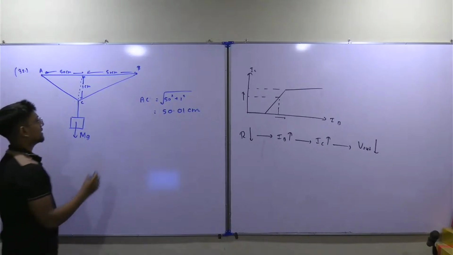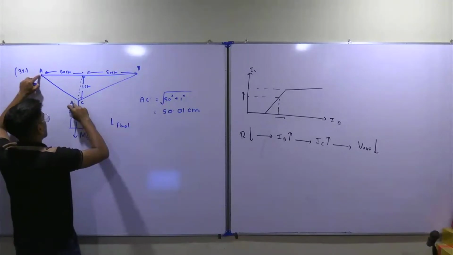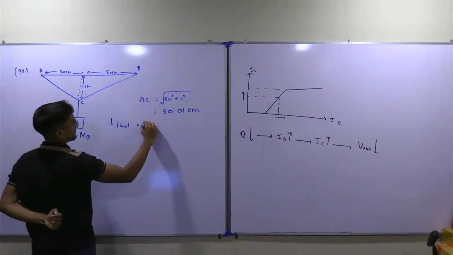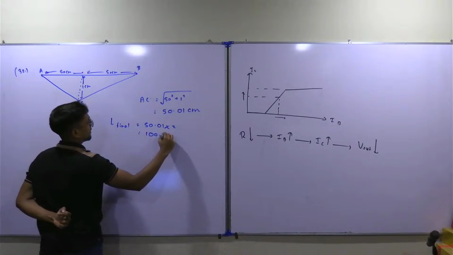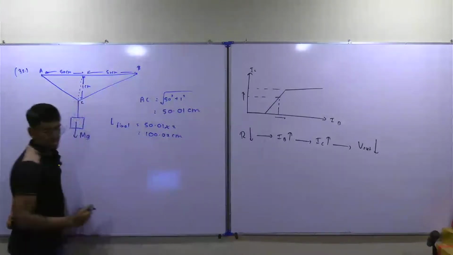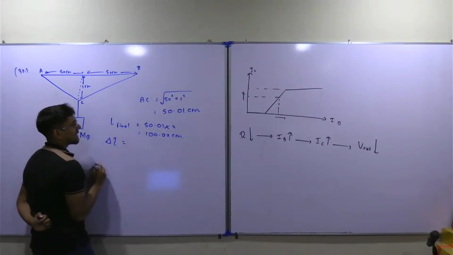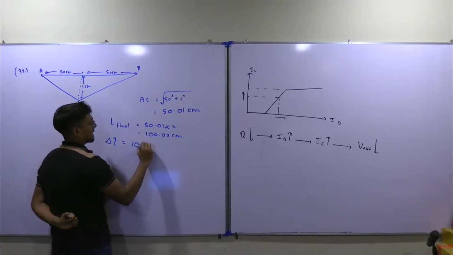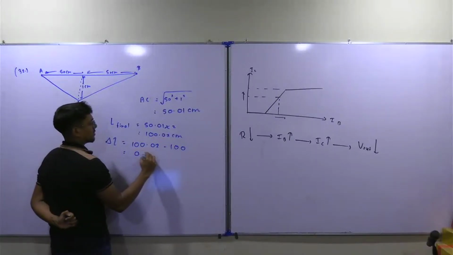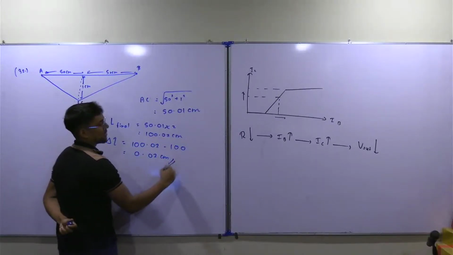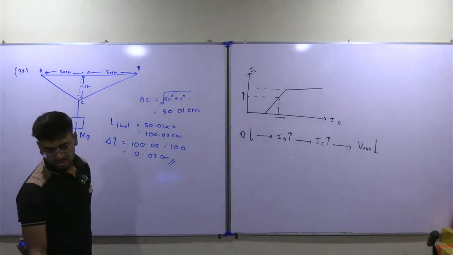Now you can find the final length. What is the final length? Two times this one, that is 50.01 times 2, which is 100.02 centimeters. This is the final length. So you can find the total extension, delta L. The final length is this much, and the initial length is 100 centimeters. So the extension is 0.02 centimeters. So the answer is 0.02 centimeters.